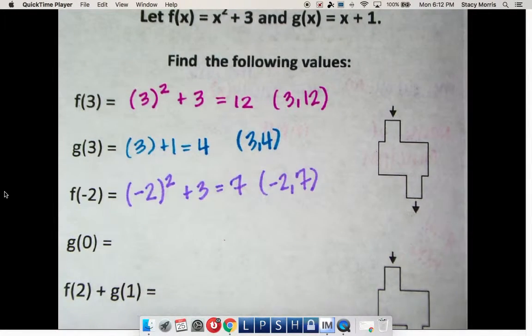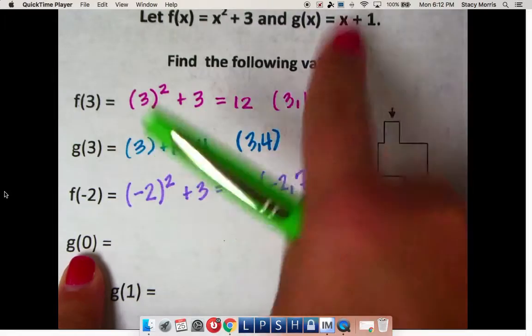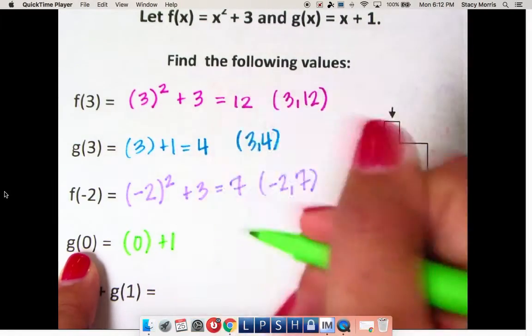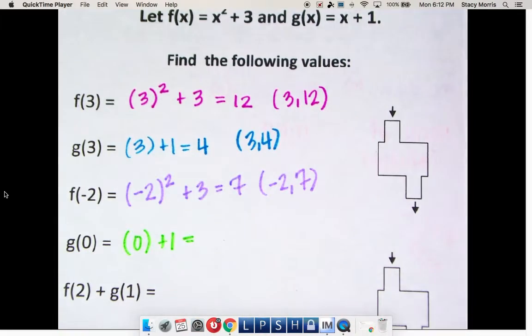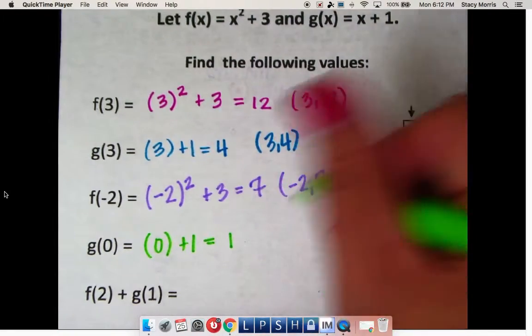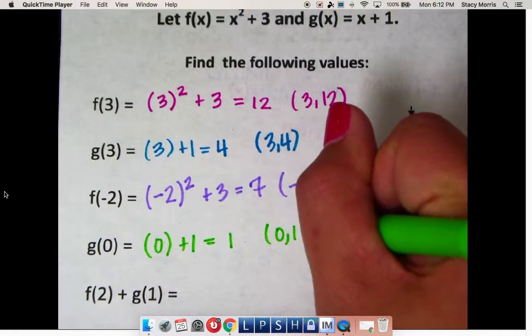Okay. All right, the next one, g of 0. So we're going to just substitute a 0 in for x right here. Where x is, I'm going to put a 0. I always use parentheses. Again, I think we can do this. 0 plus 1 is just 1. So that ordered pair would be 0, 1.